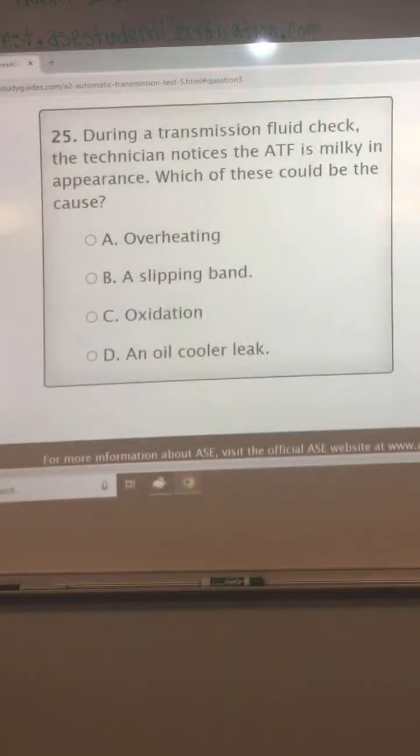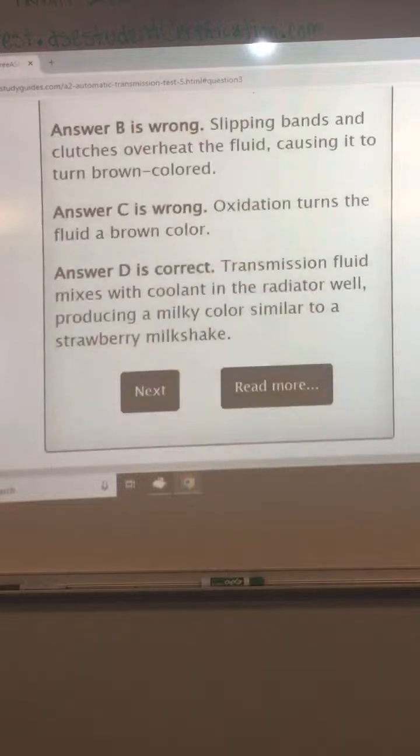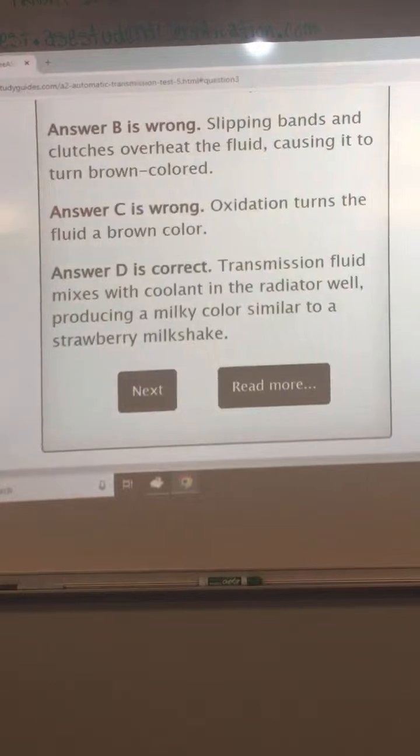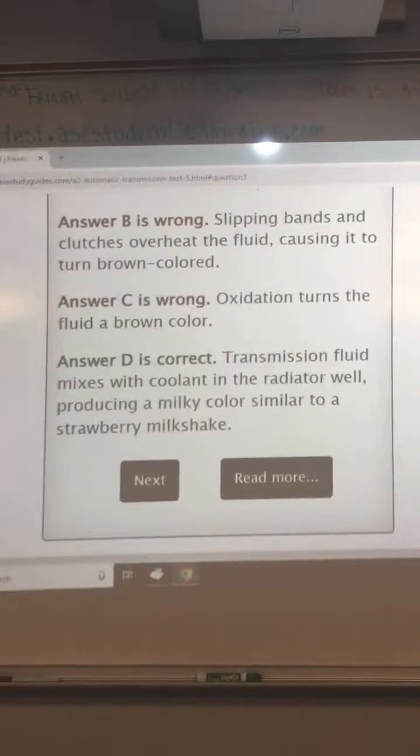Okay, one more. During a transmission fluid check, the technician notices the ATF is milky in appearance. Which of these could be the cause? Oxidation? Oil cooler leak. Milky in appearance. An oil cooler leak. Exactly. It looks like a strawberry milkshake when your transmission fluid cooler leaks.